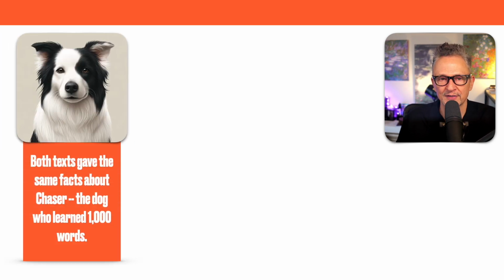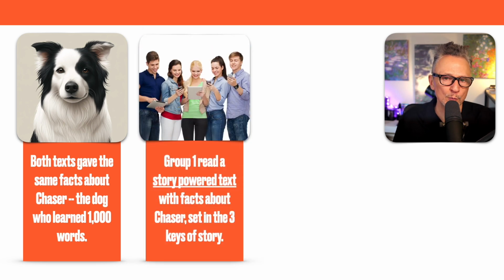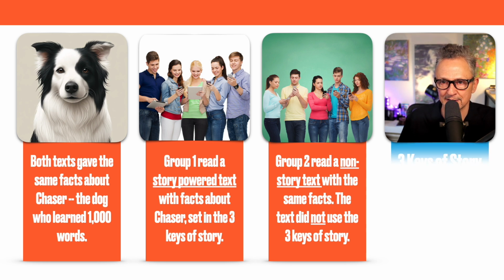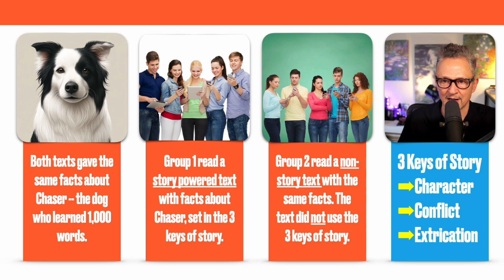Both texts gave the same facts about Chaser, the dog who learned 1,000 words. Group 1 read a story-powered text with facts about Chaser set in the 3 keys of story that I just mentioned, right? And group number 2 read a non-story text with the same facts, but the text did not use the 3 keys of story. And again, remember those 3 keys, right? It's character, who has a goal or desire, who meets conflict and trouble and danger and risk, and attempts to extricate him or herself from that trouble in order to reach the goal or the dream or the ambition. So group number 1 read the story-powered text, and group number 2 read the non-story text.